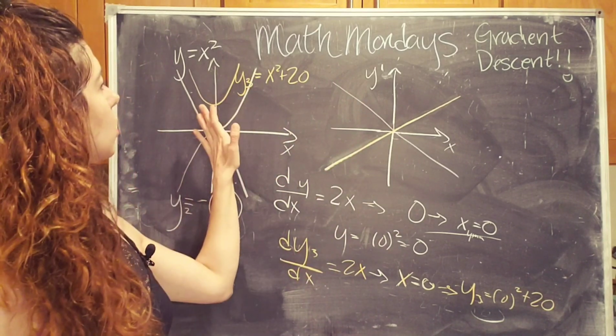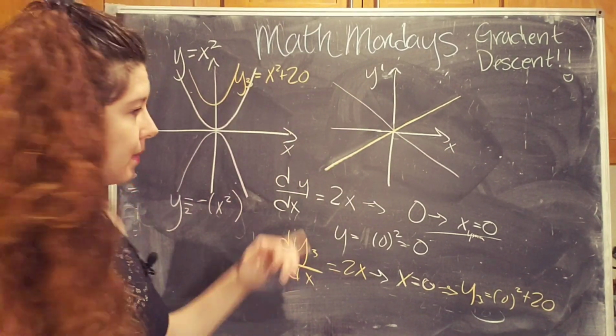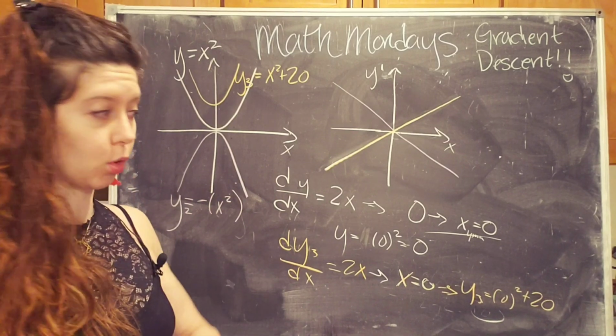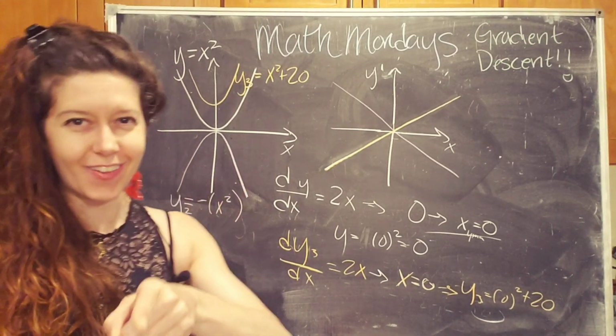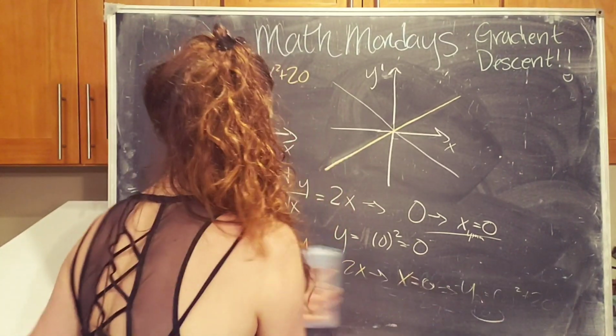So even though our graph moved up a little bit and the minimum of y is not 0 anymore, we can still use the same technique. Yay. Okay, now let's do a little bit harder example.